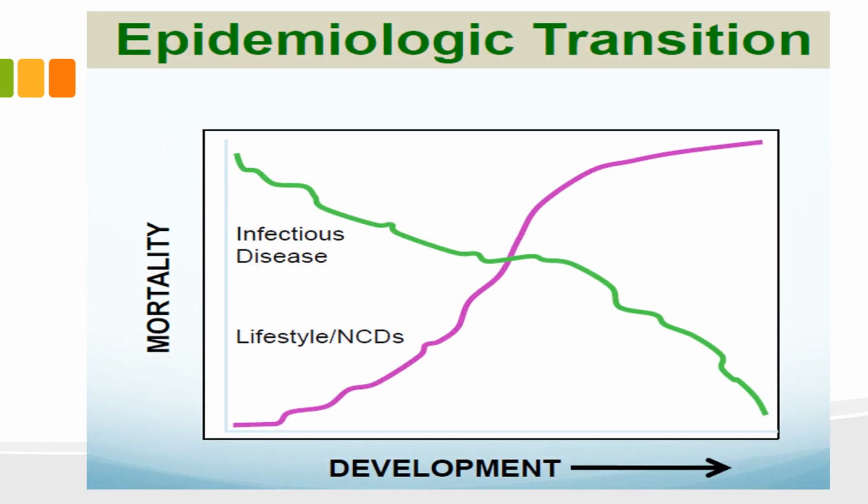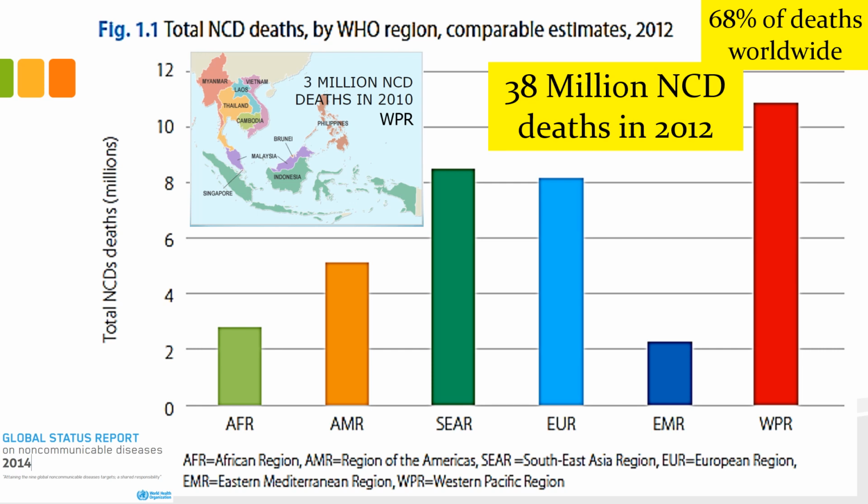So this would be the epidemiologic transition, a comparison between infectious and lifestyle non-communicable diseases. Infectious diseases would have a high mortality on the onset, with slow decline, while lifestyle NCDs would have a slowly progressive development, eventually leading to mortality. So total non-communicable deaths by World Health Organization region, comparable estimates in 2012, say that there were 38 million non-communicable disease deaths in 2012, and 68% of deaths worldwide.